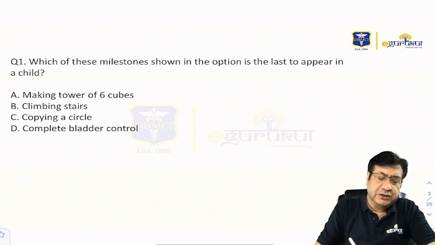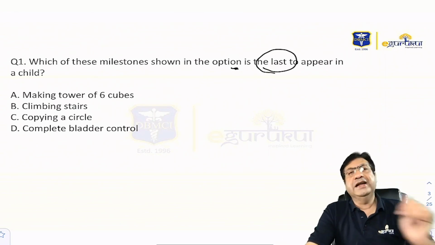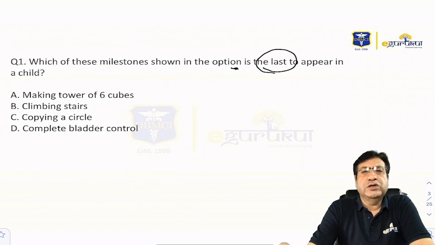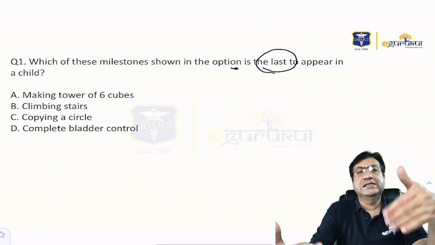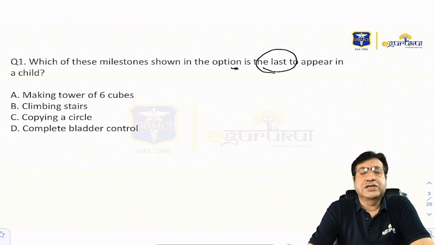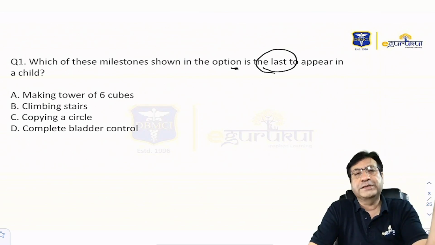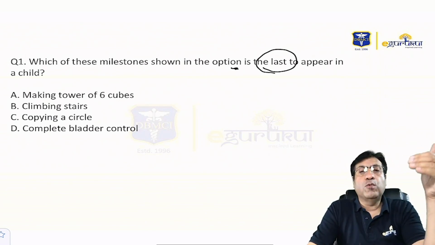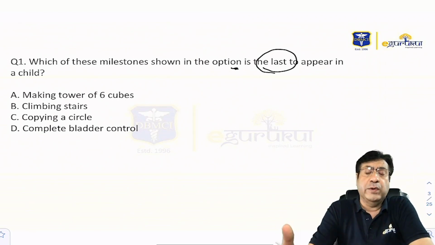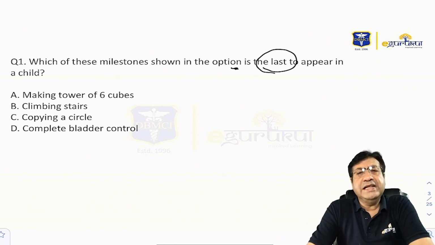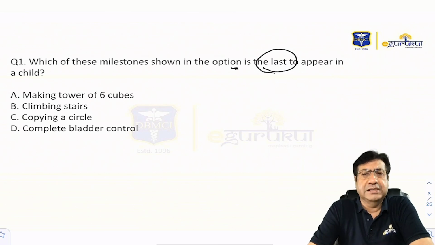This question says, which of these milestones shown in the option is the last to appear in a child? To answer such questions, one should be well aware of the timing of the appearance of different milestones in a child. If you know the milestone which appears at a particular time, then from the options you can very easily decide which is the last to appear, or even which is the first to appear. Sometimes they might ask you the sequence of development of milestones. So they may give you four options and ask in what sequence these milestones develop. Any of these types of questions can be asked: the first milestone to appear, the last milestone to appear, or the sequence in which the milestones appear. These questions can be very easily answered if you know the timing of different milestones.